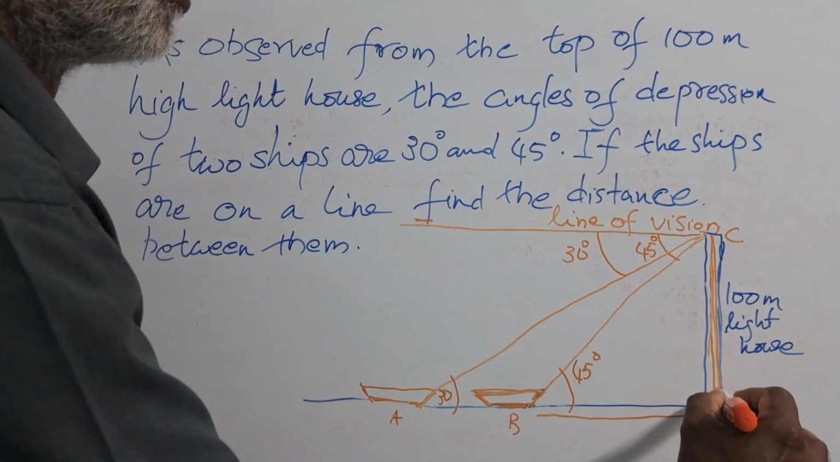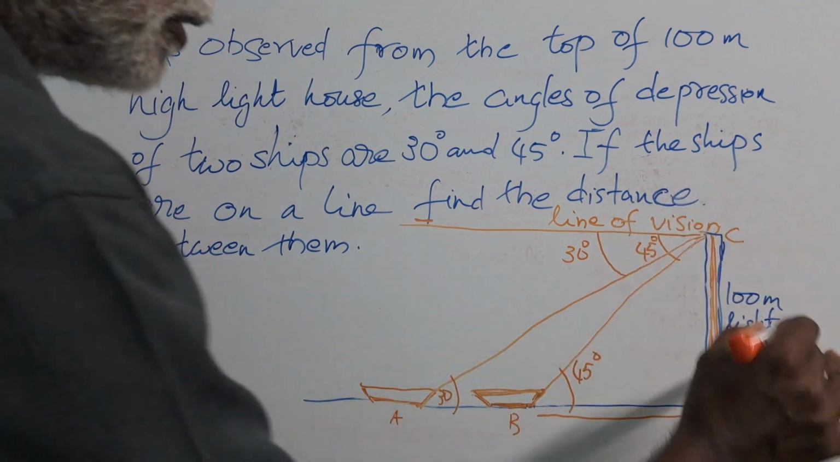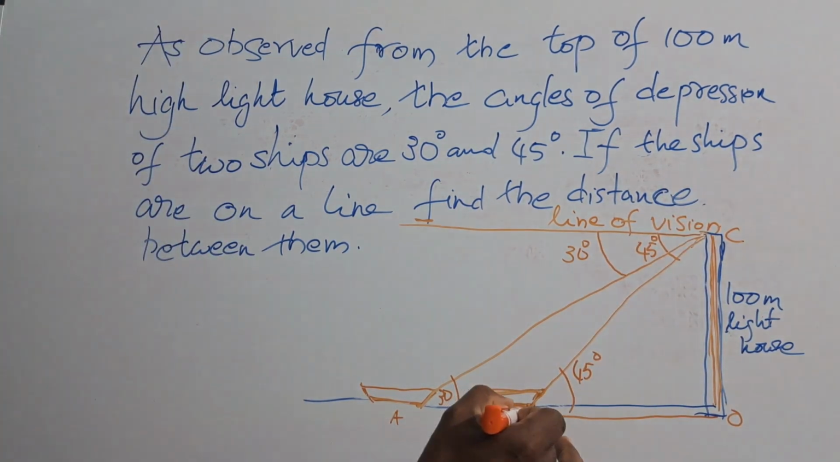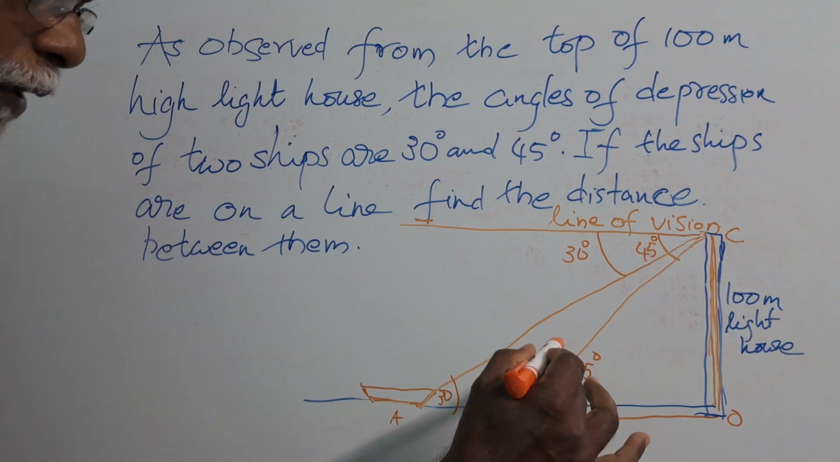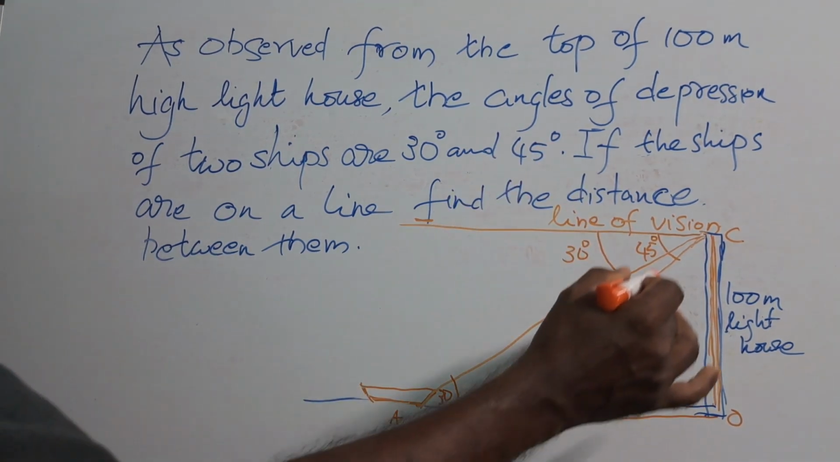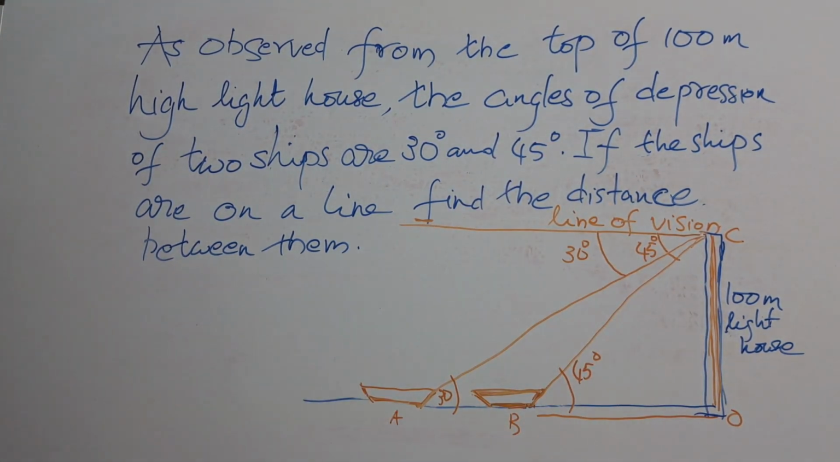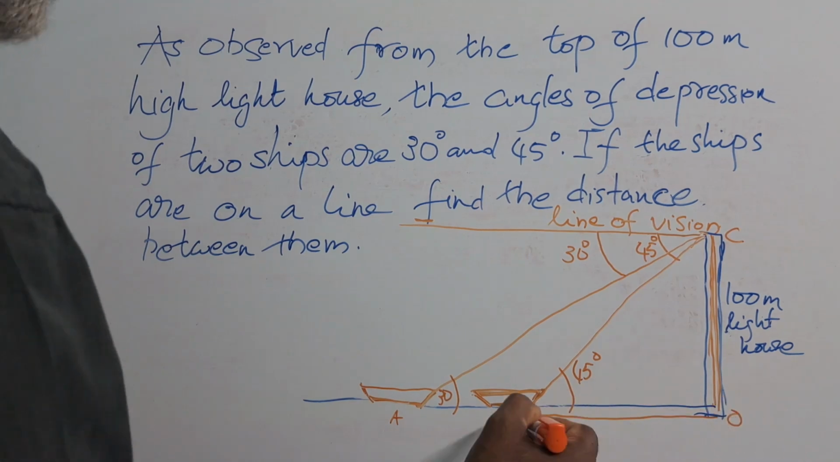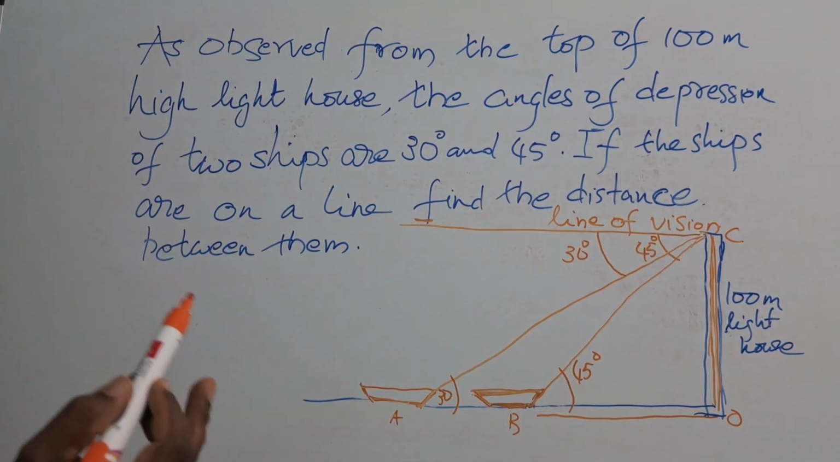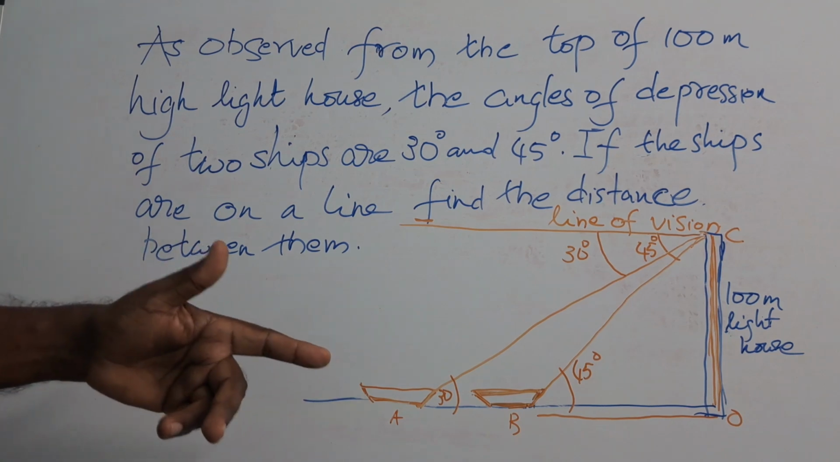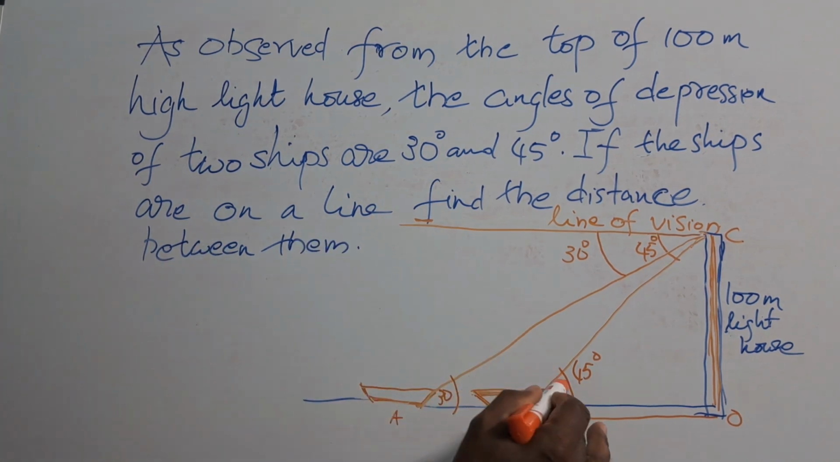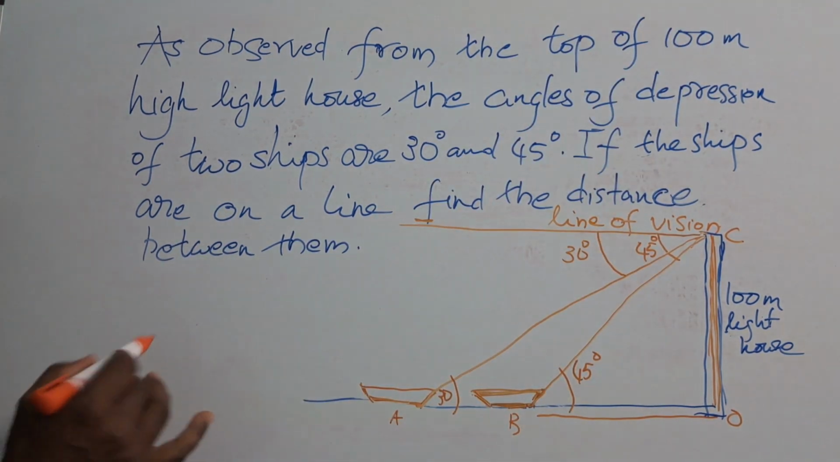OC, the height of the lighthouse, is 100 meter. Therefore, OB is also 100 meter. If the angle of depression or angle of elevation is 45 degree, the opposite side and the adjacent side are equal. So it is easier, and things get easier to solve because one of the angles is 45 degree.